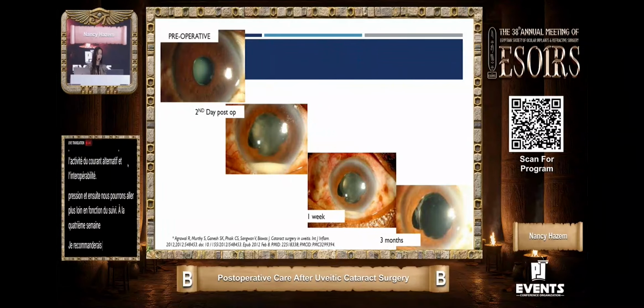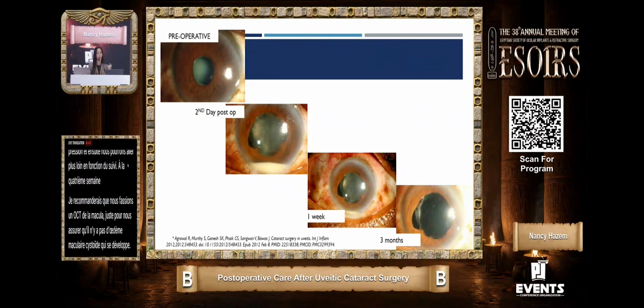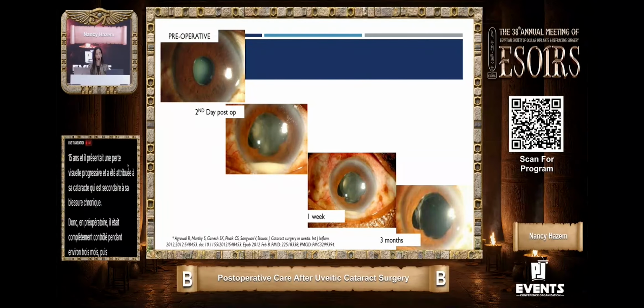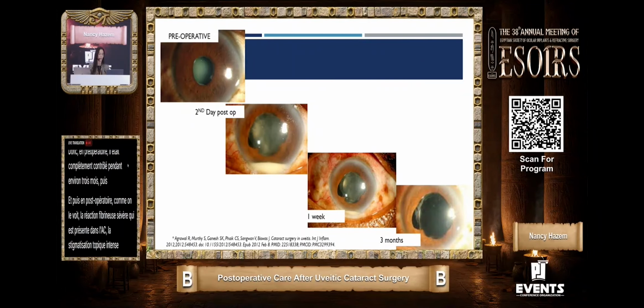So this is a 45-year-old male patient who has been treated for Hansen's disease for about 15 years, and he presented with progressive visual loss that has been attributed to his cataract, which is secondary to his chronic inflammation. Preoperatively, he was completely controlled for about 3 months, and then postoperatively, as we can see, there was a severe fibrinous reaction in the AC. The intense topical steroids every hour allowed for control at the end of about 3 months.